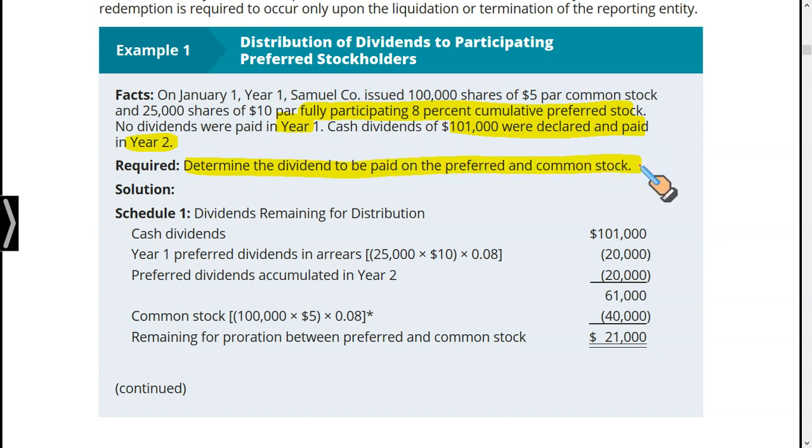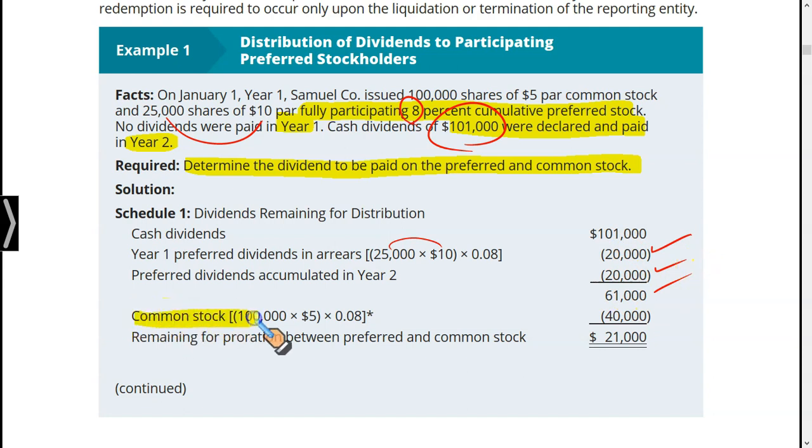Okay. See, first of all, this is the total amount of dividend declared and paid in year 2. Remember, we have 25,000 shares of preferred stock with $10 par on which we pay dividend at the rate of 8%. So first we need to calculate the dividend in arrears. 25,000 times 10 times 8%. That was for the prior year. Dividends for year 2, $20,000. So $101,000 less $40,000, that means we have $61,000 balance. Remember, this is the important point.